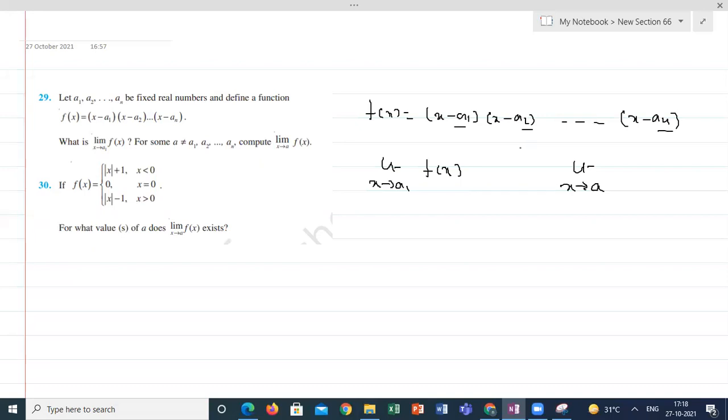Here a1, a2, a3, a4 up to an are roots of this equation. So I am taking a value which is not equal to any one of its roots, then what is the limit? There are two questions here. If x is approaching any one of its roots, then what is the limit? If x is approaching some other value which is not equal to any one of its roots, what is the value? How will you deal with this question, students?